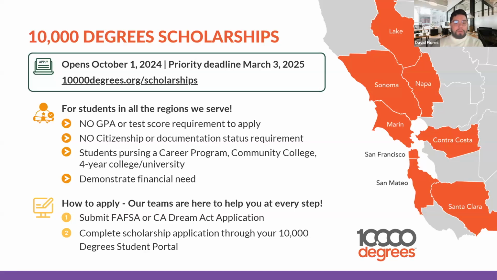And if you want to know how to apply, we have a whole bunch of teams here to help at every step, at any corner, if you have any questions. One of the things you can start doing is submit your FAFSA or California Dream Act application, as well as complete the scholarship application through the 10,000 Degrees Student Portal.